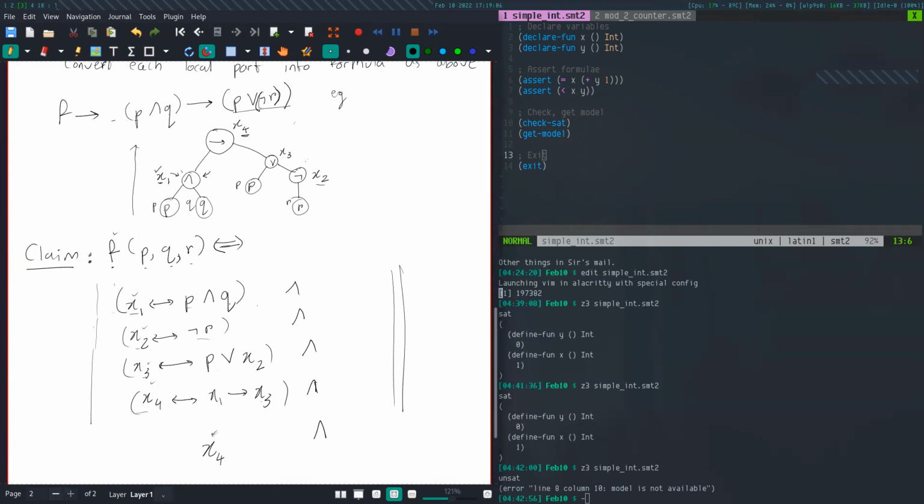Similarly, if we have a satisfying assignment of this formula, then we have some values of PQR, and since x4 itself is going to be true, we know by construction that f of PQR has to be true, right?